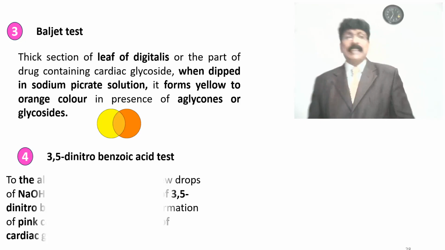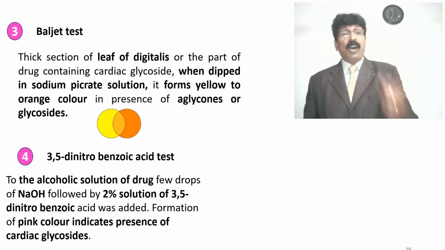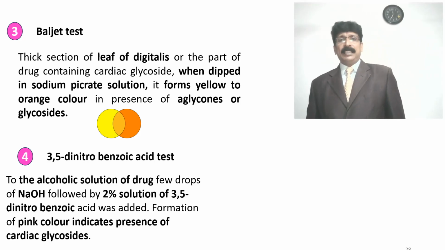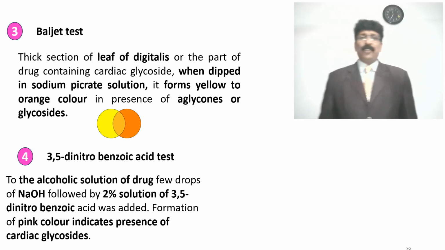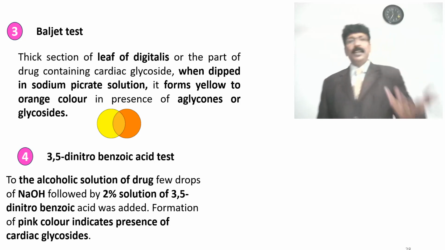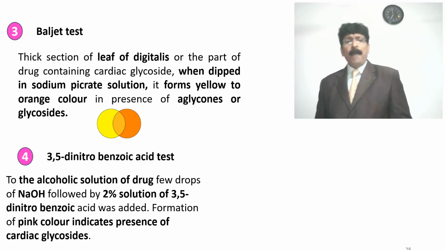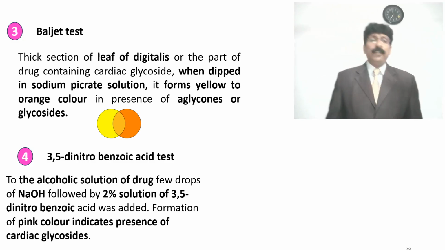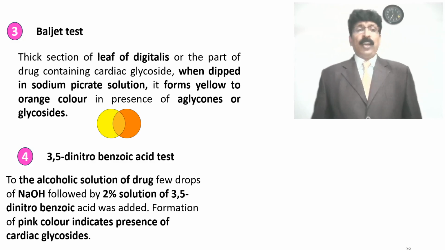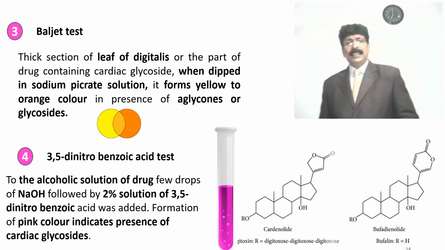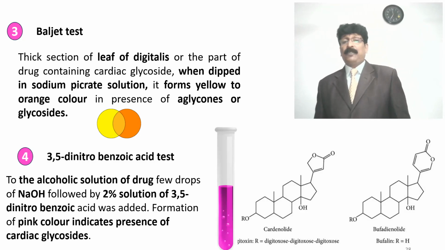3,5-dinitrobenzoic acid test. To an alcoholic solution of the cardioglycoside drug, Digitalis purpurea or Digitalis lanata, or you can say Strophanthus kombe, or even the squill, add a few drops of sodium hydroxide followed by a 2% solution of 3,5-dinitrobenzoic acid. Formation of a pink color, as shown in the picture, indicates the presence of cardioglycosides.